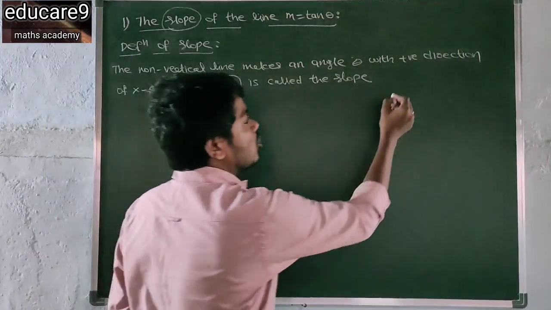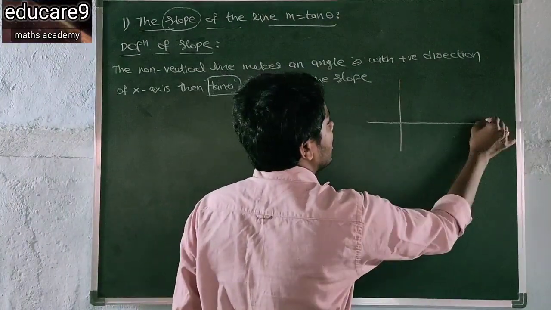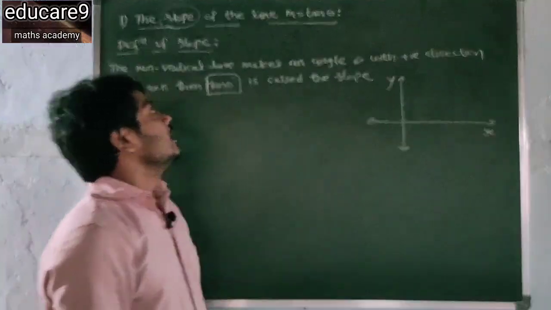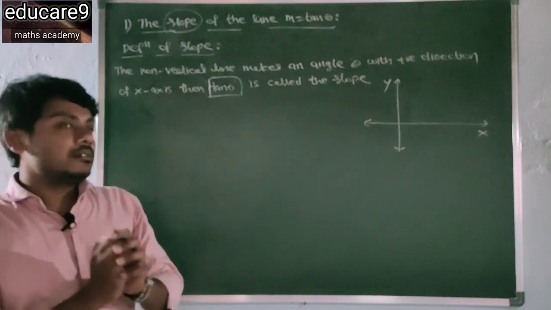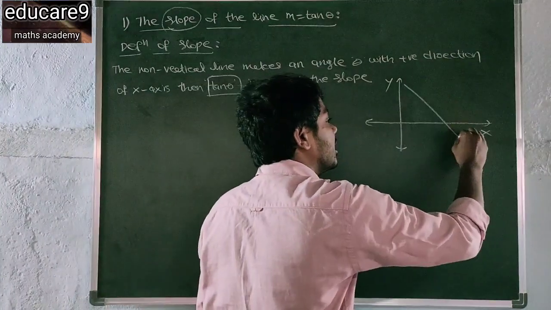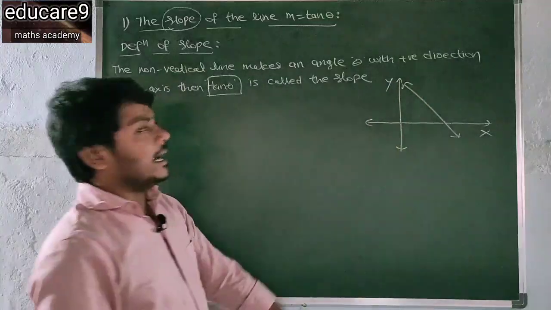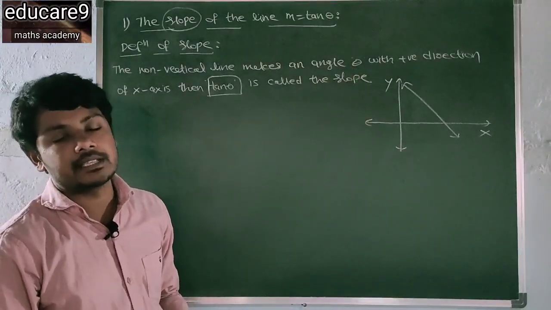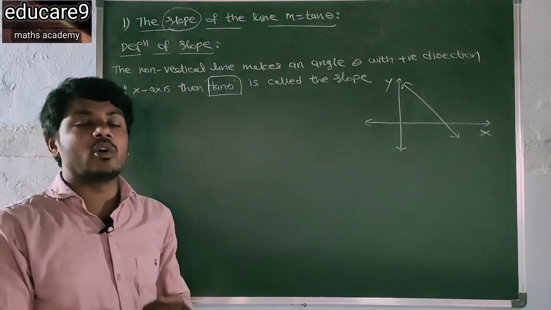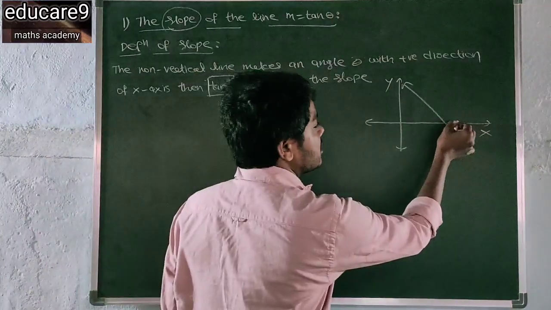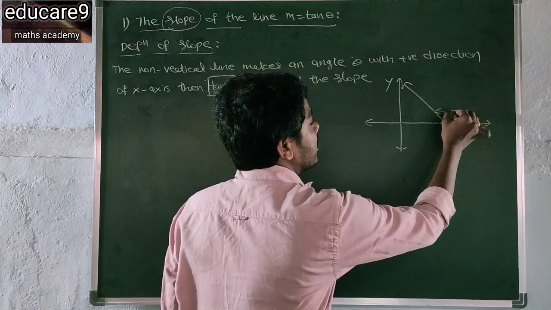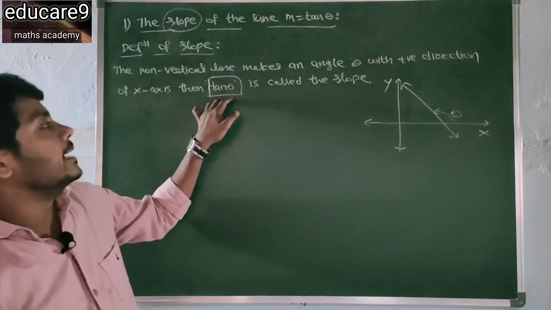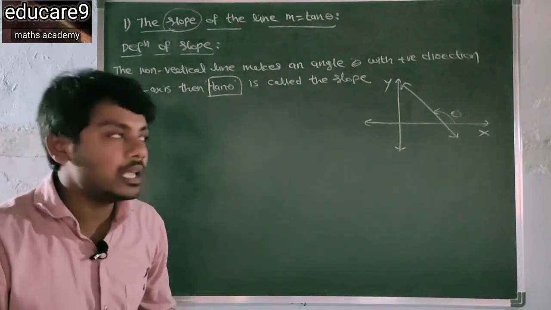So here consider the coordinate axis. So this is the x and y axis. Suppose this is a non-vertical line, and this line makes an angle theta with the positive direction of the x-axis. So it means the anti-clockwise direction, and here this line makes an angle theta. Then tan theta is called the slope of the line.